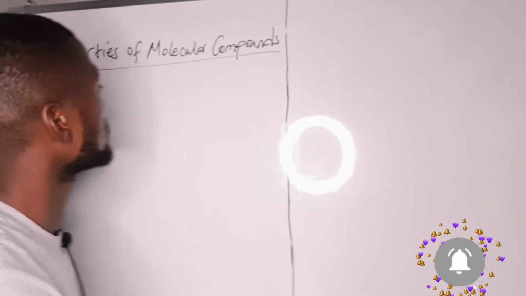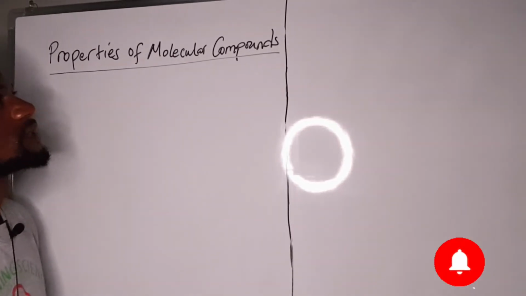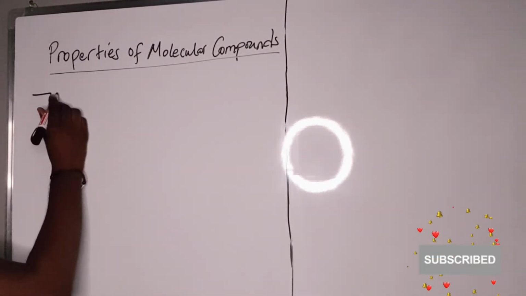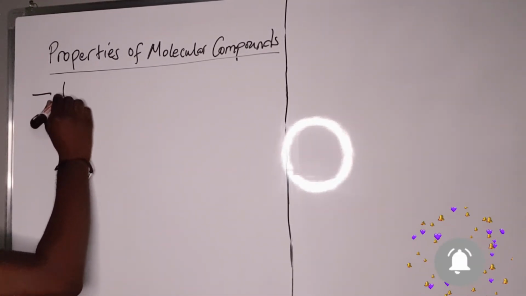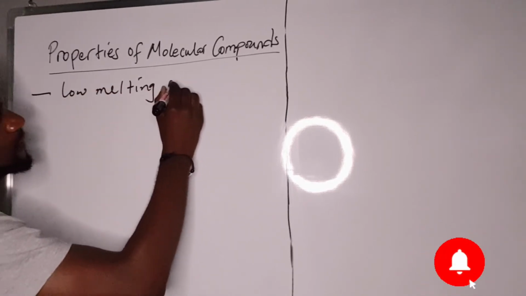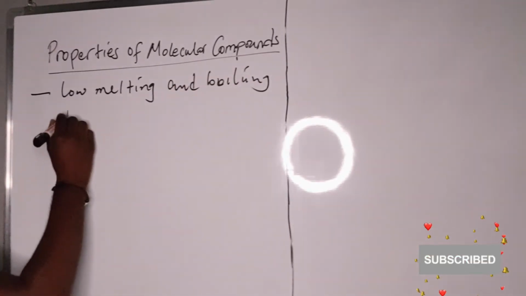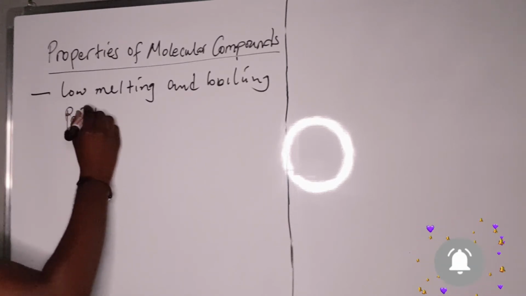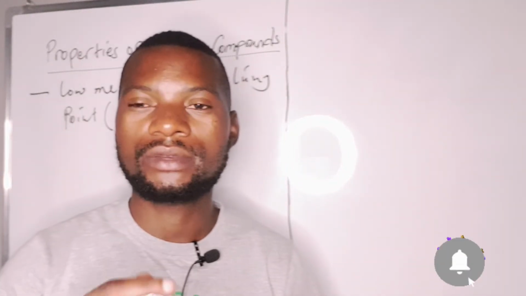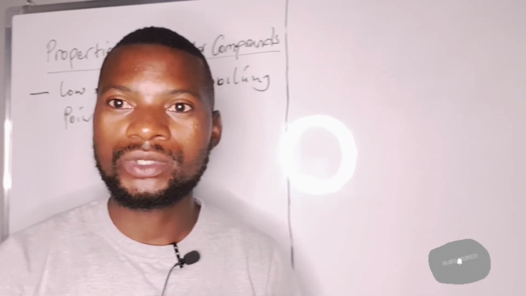Okay, now look at the properties or the characteristics of the molecular compounds. So one of the characteristics is that molecular compounds have a low melting and boiling points. So why do molecular compounds have a low melting and boiling point? So this is due to the weak intermolecular forces between the molecules.